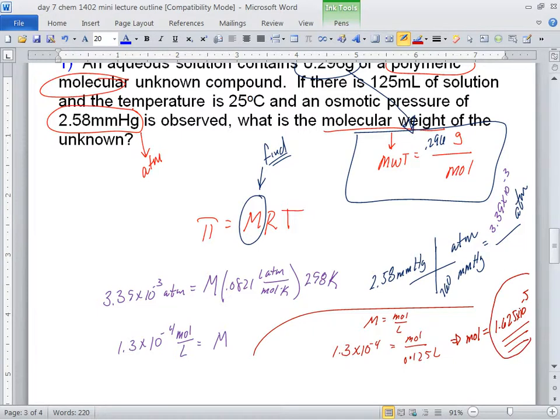So this number, let's put it in right there and get your answer. Oh, is that a -5? Yeah, I got, for my moles, I got 1.625 times 10 to the negative 5. Okay, because that's what I did. It should be close.